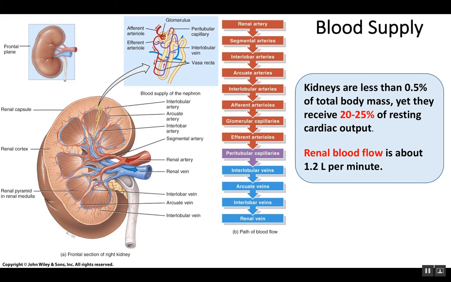Kidneys are much more functional when you're at rest. That's a good time to clean and filter blood. And when you're more active, we kind of decrease that blood flow to the kidney so we can increase blood flow to other organs. So renal blood flow is at about 1.2 liters per minute when you're at rest.